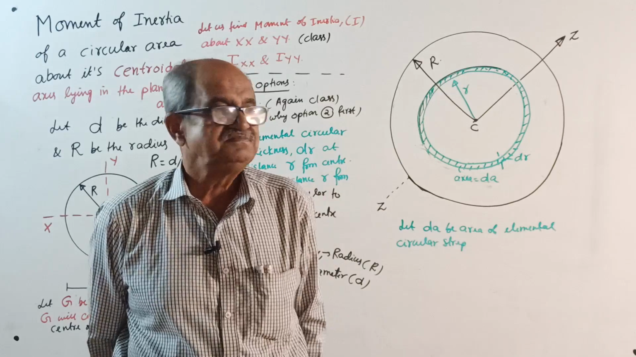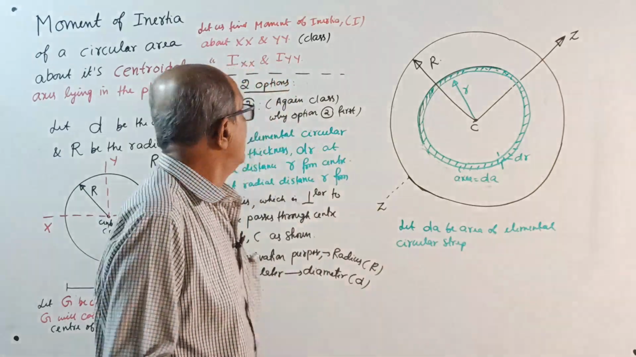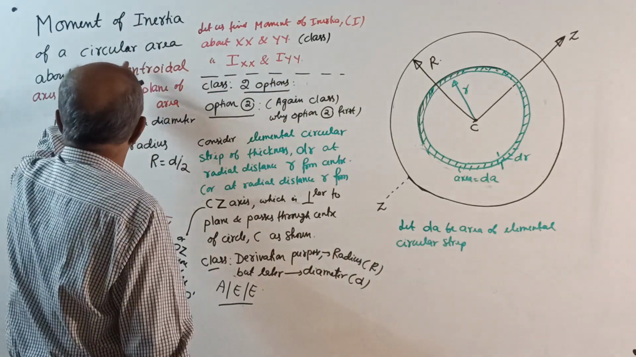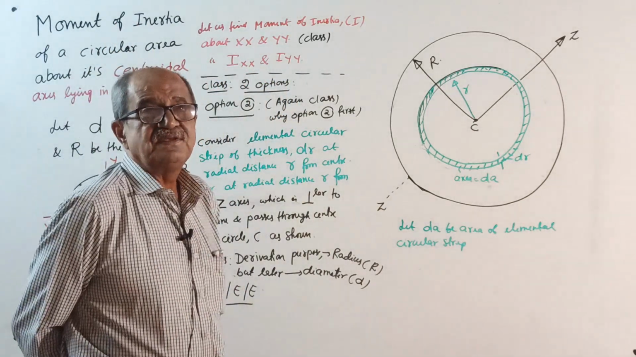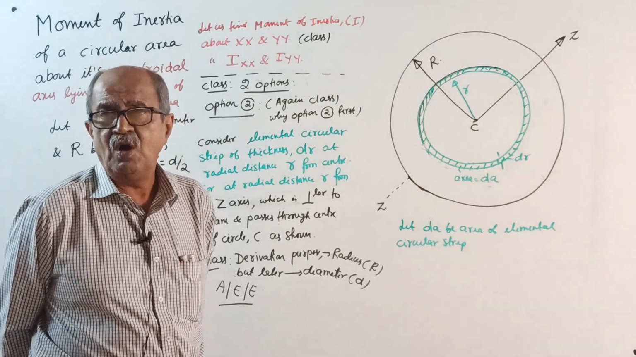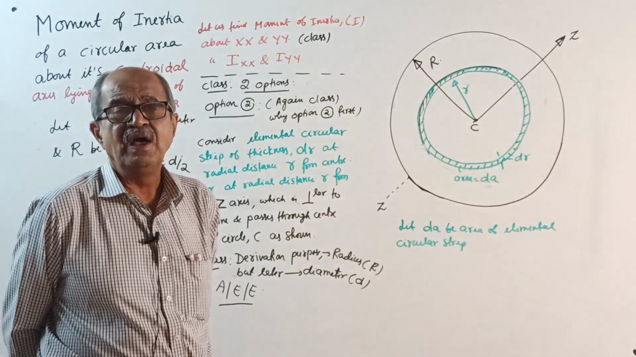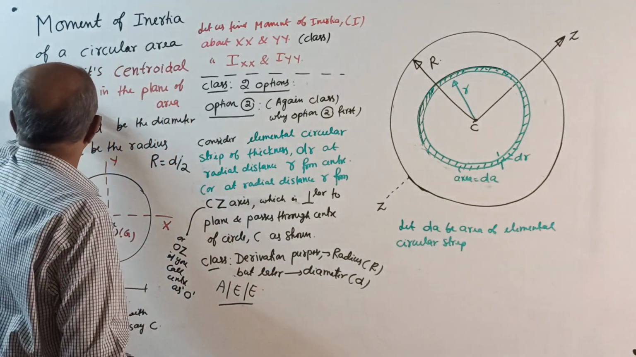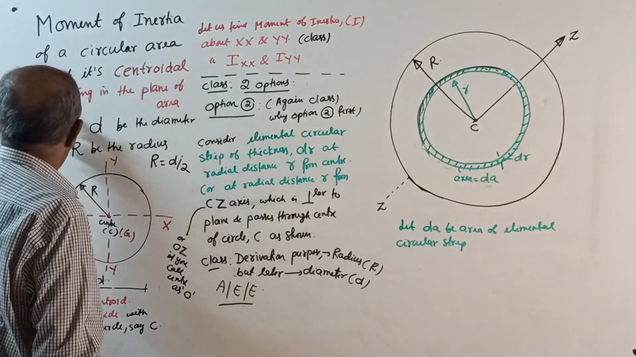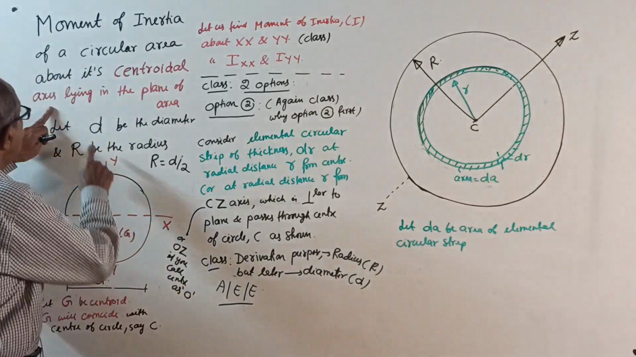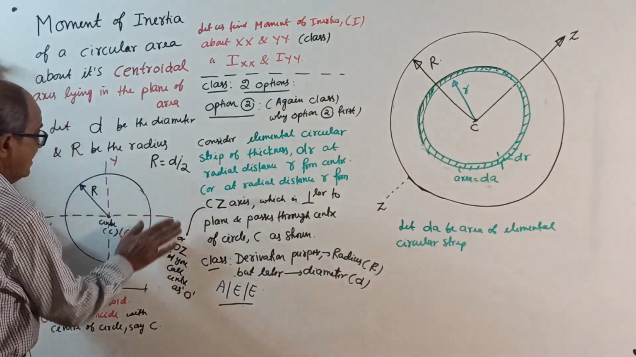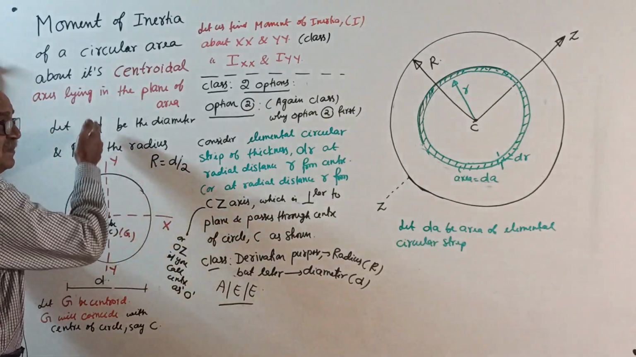Welcome to all. Today I am starting moment of inertia of a circular area, or circular cross-section of a member, or circular lamina, or area in the form of a circle, about its centroidal axis lying in the plane of the area. See, the circle is here, centroidal axis in the plane of the area.